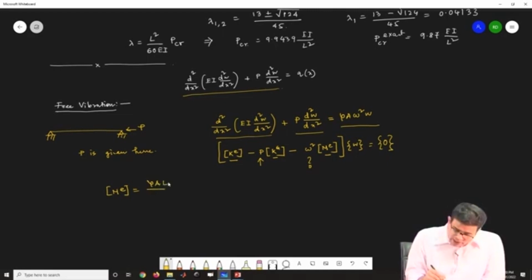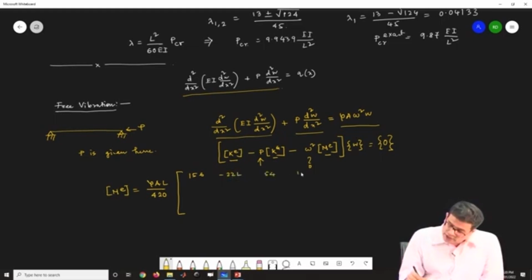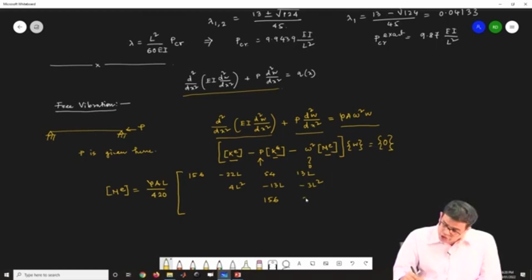M_e is rho A L by 420, then 156, minus 22L, 54, 13L, then 4L squared, minus 13L, minus 3L squared. This is the consistent mass matrix, with 22L and then 4L squared. So this is my mass matrix, and additionally you have to just put this term.